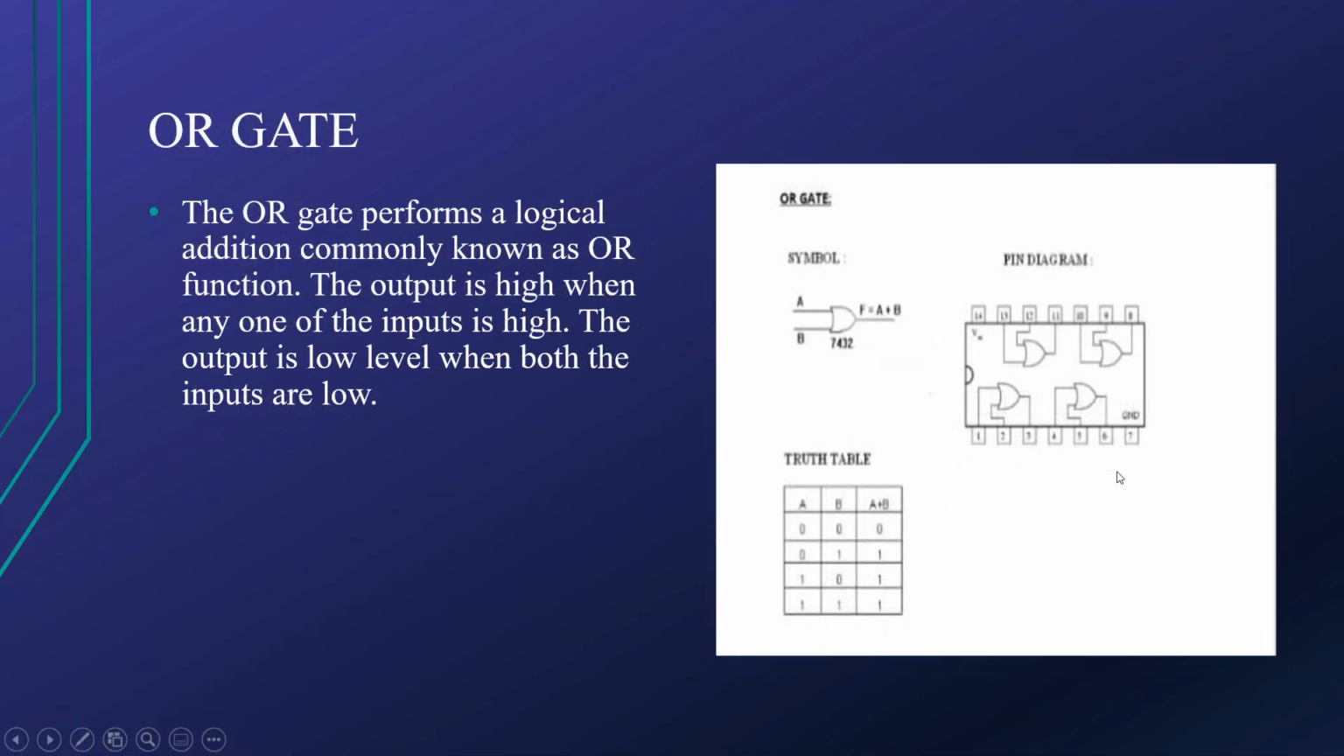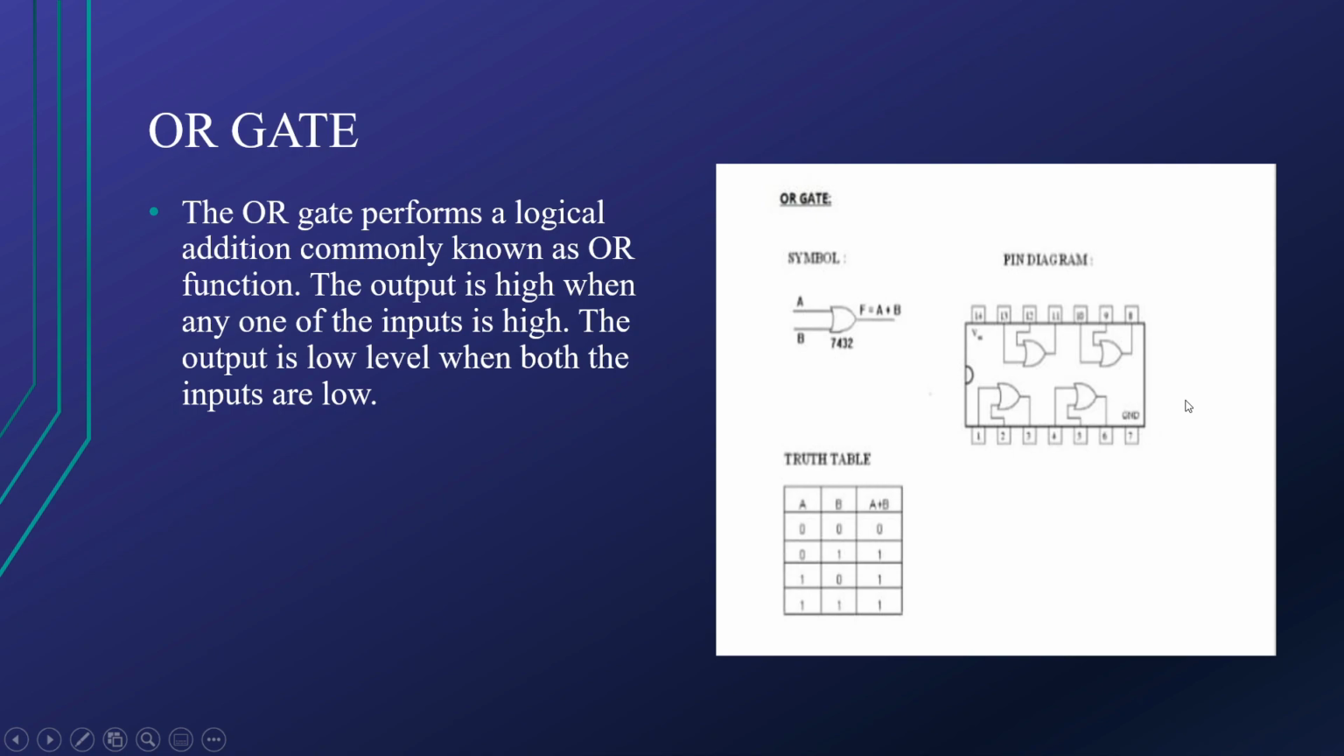Now we are going to see about OR gate. OR gate is nothing but which performs a logical addition operation, and its function is commonly known as OR. The output is 1 when any one of the inputs is 1, and the output is low when both the inputs are low. So this is the symbol of OR gate, and this is the pin diagram.